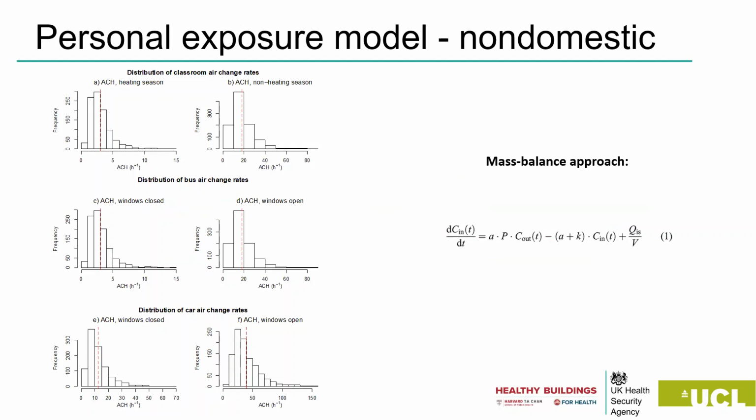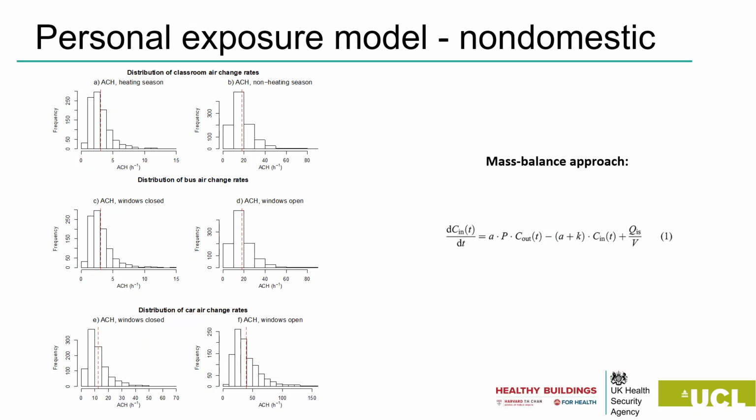The non-domestic component was simplified compared to the domestic component. Because we didn't have a reliable database of building characteristics in non-domestic environments, I constructed a distribution of air change rates for different environments and then plugged them into a mass balance approach. Where there's a lot of uncertainty about the underlying building characteristics, we try to use a value from a distribution to account for some of that uncertainty.